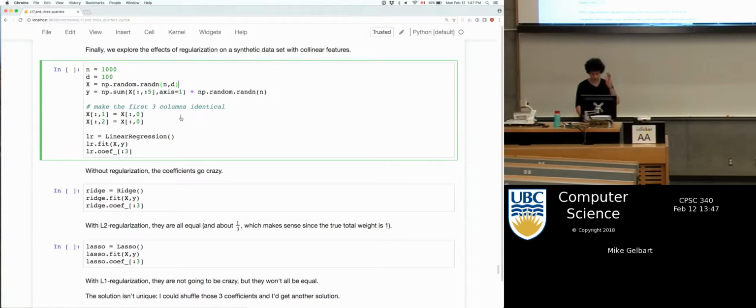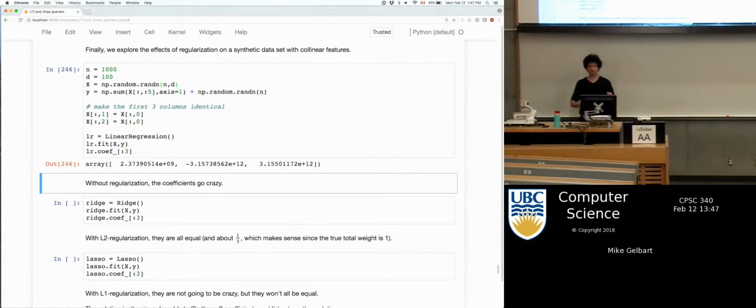Okay, so we can look at what regularization does to this. So I made a data set where the first 3 columns are the same as each other, and then I can fit linear regression. I look at the first 3 coefficients, and they're this horrible thing that we talked about where they're just these giant values, positive and negative, canceling each other out. So scikit-learn's linear regression is exactly doing this thing that we feared, and it's not really scikit-learn's fault, it's our fault for not using regularization, which we should pretty much always use.